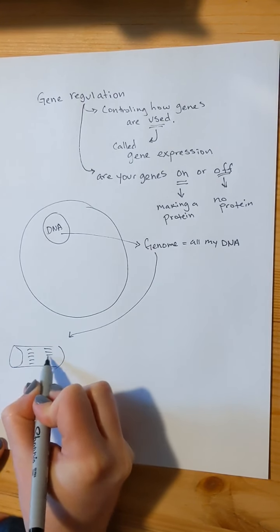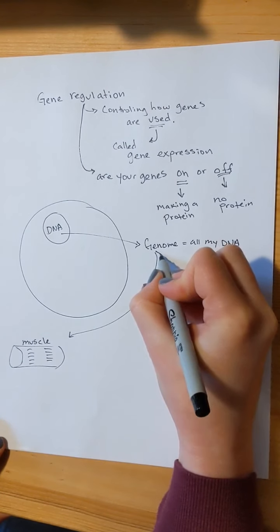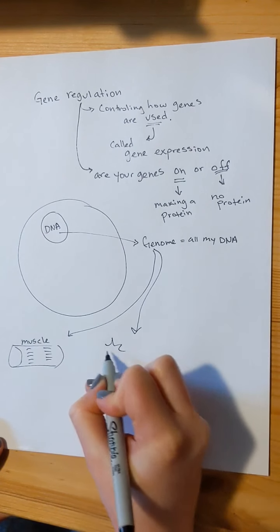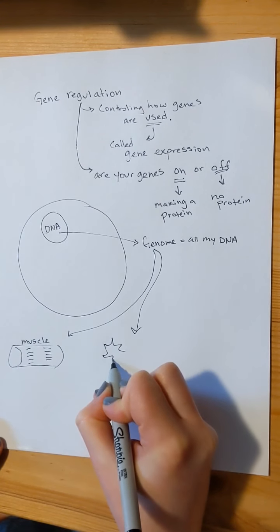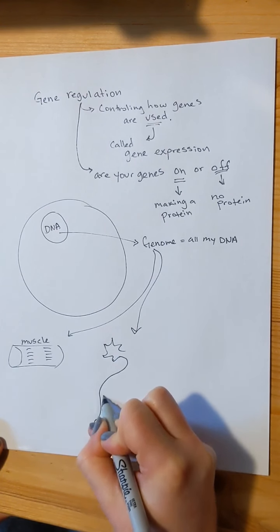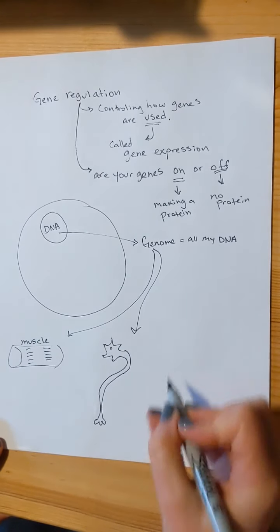So the genome inside of a cell that is made for movement, this is what a muscle cell looks like, is the same as the genome inside of a cell that we use for thinking. So this is a neuron cell. We use these for thinking. Remember, everyone is a fantastic artist.